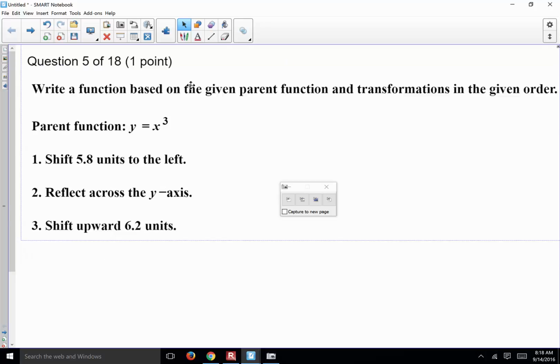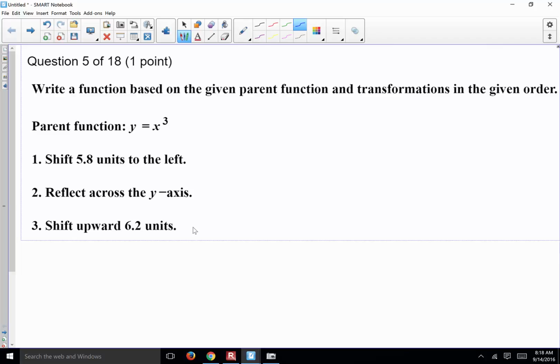There is a main function y equals x cubed given. You need to make a new function and find its equation according to these transformations.